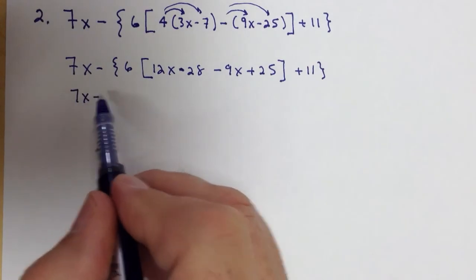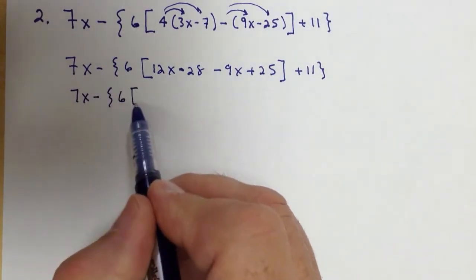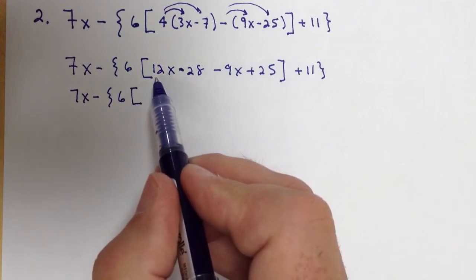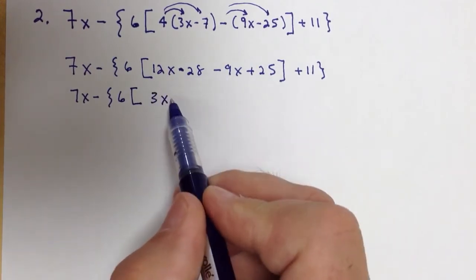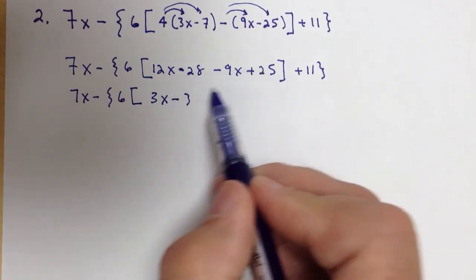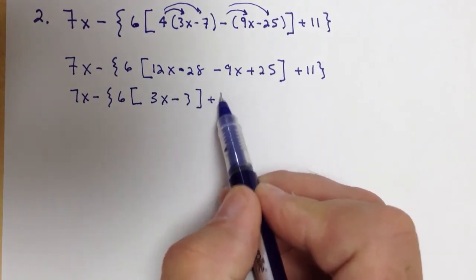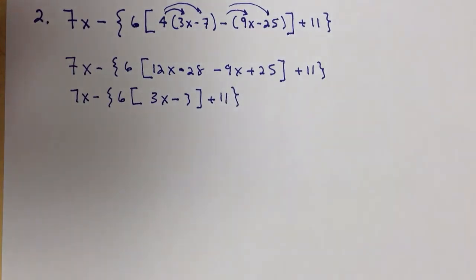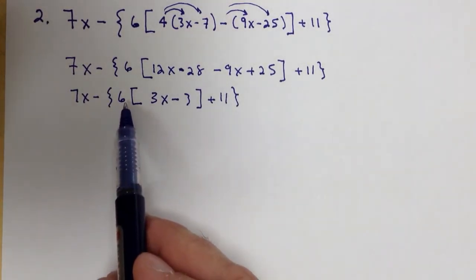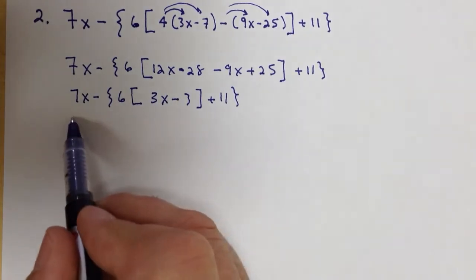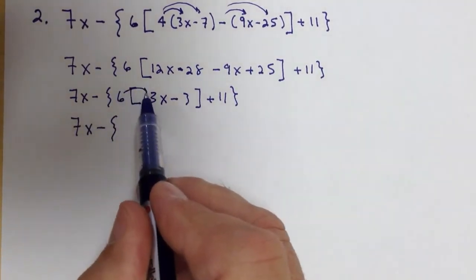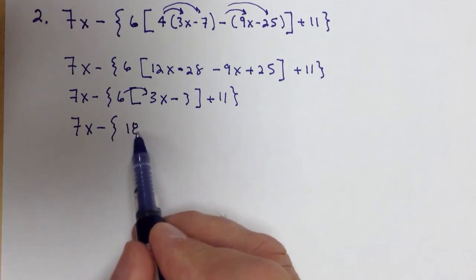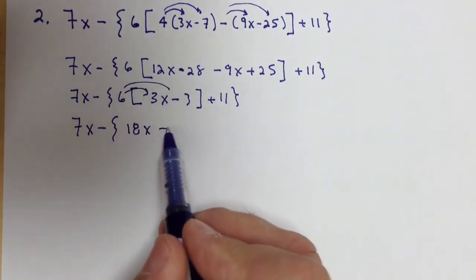Next thing I want to do is to combine like terms inside this bracket. And that would be 12x and negative 9x. Negative 28 and positive 25. So I want to do multiplication here, distributive property inside that bracket. 6 times 3x. 6 times negative 3.